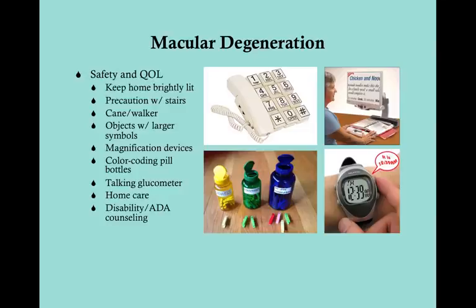Objects with larger symbols, so you can see here, this would be a phone. That would be great for somebody with macular degeneration. Magnification devices are useful. There's portable magnification devices as well as these stationary ones. Color coding pill bottles so they don't get their pills mixed up. And this is useful because they can still see color. They just can't see letters when they read. And then a talking glucometer can be useful in the patients who use glucometers. And then beyond that, home care and disability and ADA counseling if they're still working, which the majority of patients are retired.